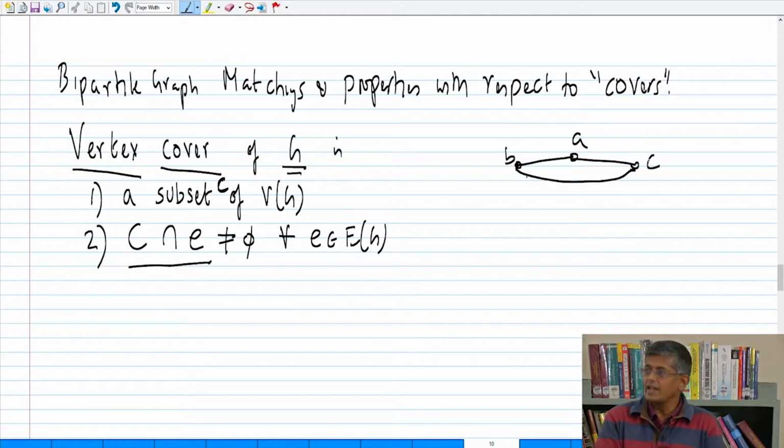What is the size of any vertex cover for this triangle? It's obviously at least 2. If you pick only one, observe that the other edge is not intersected by this 1-element set. So you must pick at least 2 from here. Therefore, a vertex cover is something that covers all the edges. In other words, it intersects all the edges.